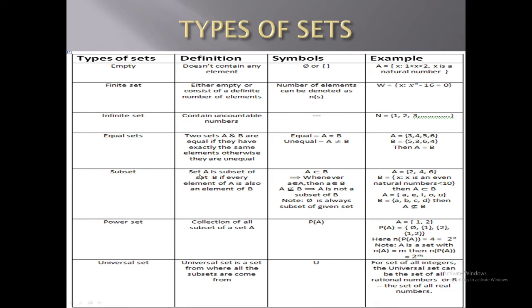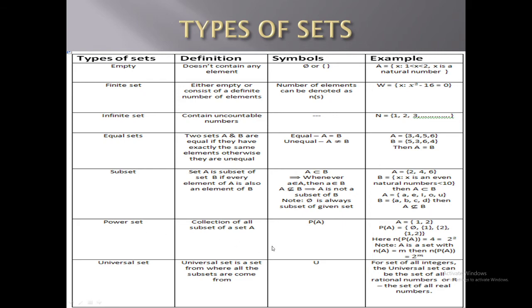Subset. Set A is a subset of set B if every element of A is also an element of B. We denote it as A is subset of B. This implies whenever an element belongs to A, then that element definitely belongs to B. If A is not a subset of B, then we will denote it like this. Always the empty set is a subset of a given set. This one is a very important note. Always the empty set is a subset of the given set.